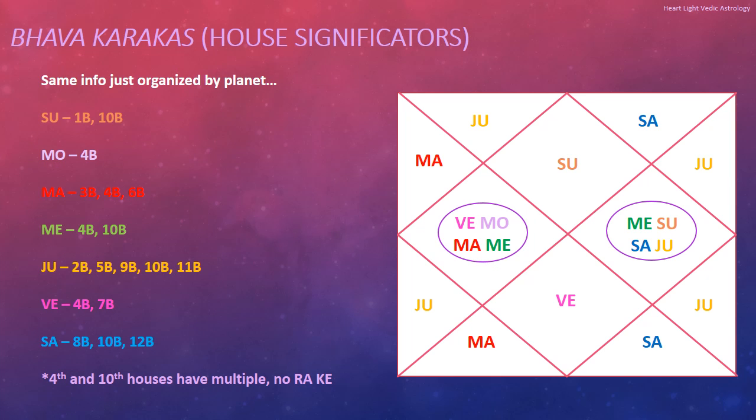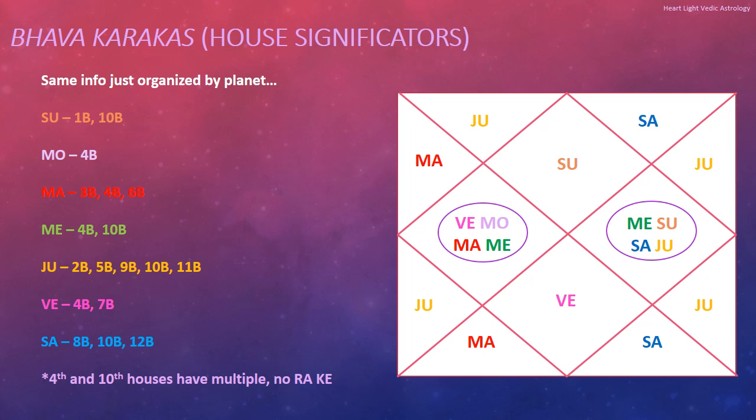Okay. Well, actually, one more thing before we start the analysis portion. This is basically the same information as a previous slide, just organized, like the part on the left is organized by planet instead of house. So, like, the Sun is the Bhava Karaka for the 1st and the 10th. The Moon is a Bhava Karaka for the 4th. Mars is a Bhava Karaka for the 3rd, the 4th, and 6th house. Mercury is a Bhava Karaka for the 4th and the 10th. Jupiter again, Bhava Karaka for 5 houses here: 2, 5, 9, 10, 11. Venus Karaka for 4 and 7. Saturn Karaka for 8, 10, and 12.